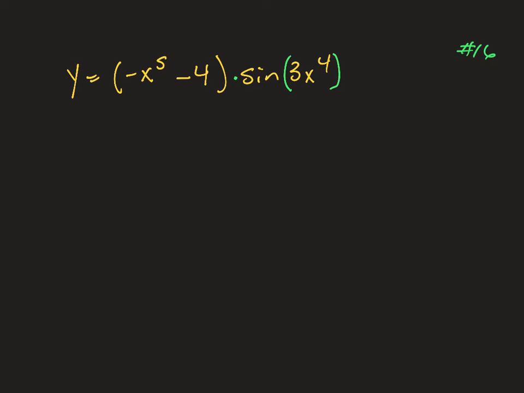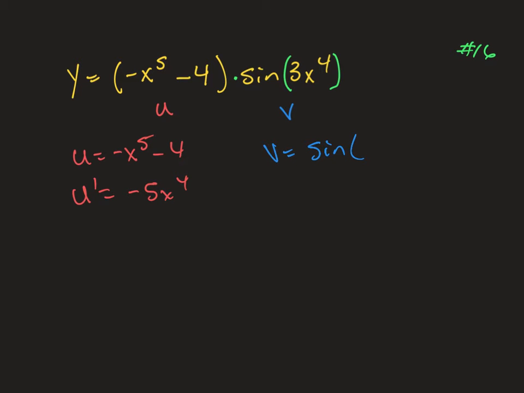So this is actually the sine of 3x to the fourth. We learned the product rule using placeholders u and v. When I set this up back in the old days, I would call this u, which is negative x to the fifth minus 4, and I would call this whole thing v, and we'd break up the product rule that way. So let me run through this. That's u equals negative x to the fifth minus 4, and the u prime then would be negative 5x to the fourth. And then we'd set v up as v equals sine of 3x to the fourth.